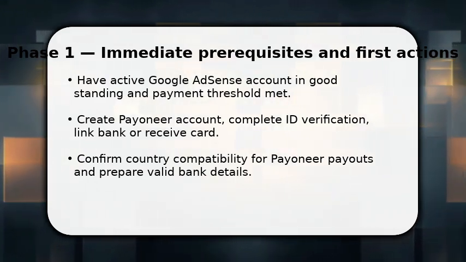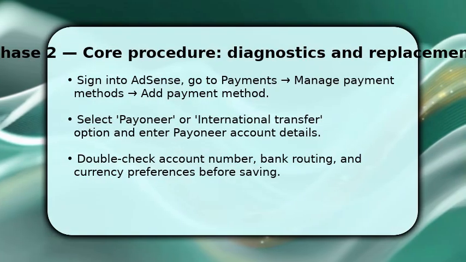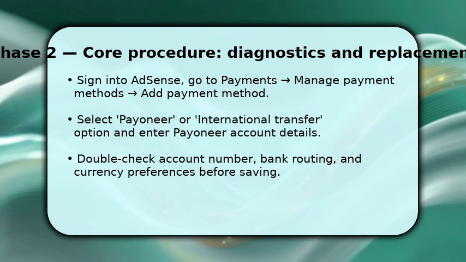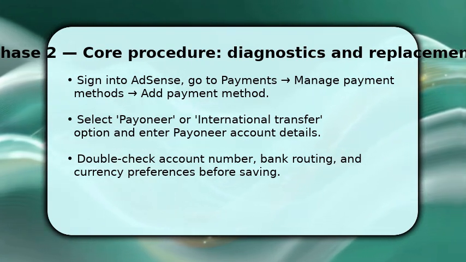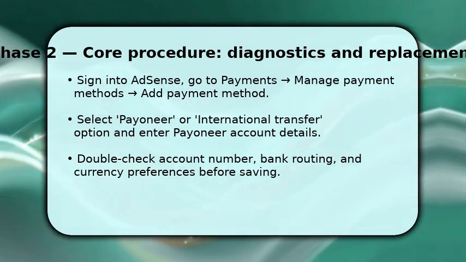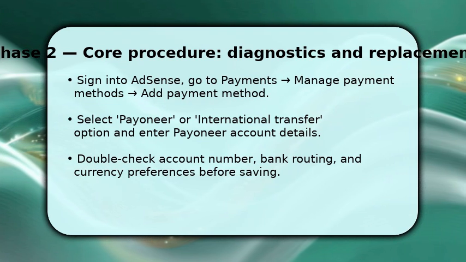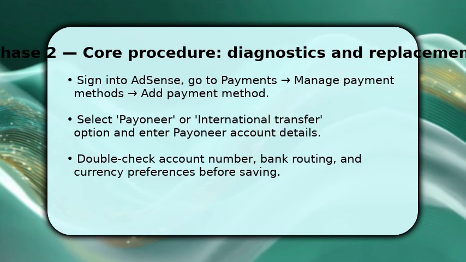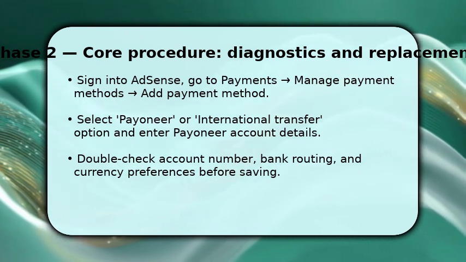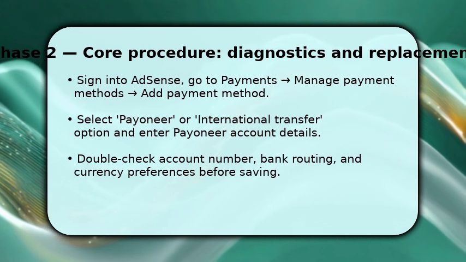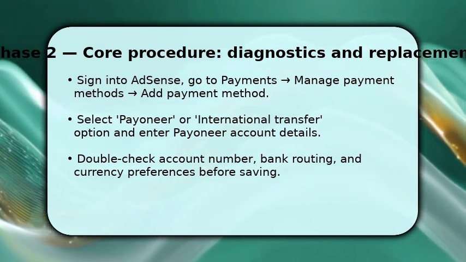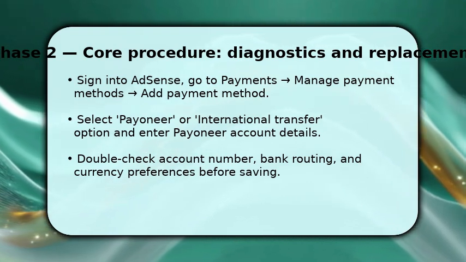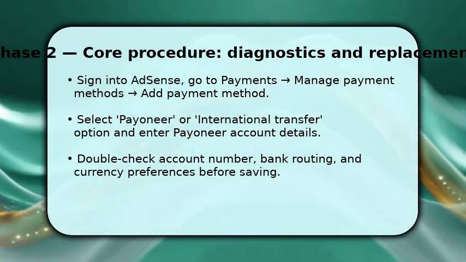Open AdSense Payments and choose Manage Payment Methods. Choose Add Payment Method. If Payoneer appears, select it. Otherwise, pick International Bank Transfer and paste the Payoneer-provided receiving bank details. Enter the exact account number, SWIFT or routing codes, and set the currency preference. Mismatch causes delays. Once entered, save and select this as primary if you want future earnings routed automatically. Make sure to read any on-screen notes about transfer times so your expectations match reality before you finish.